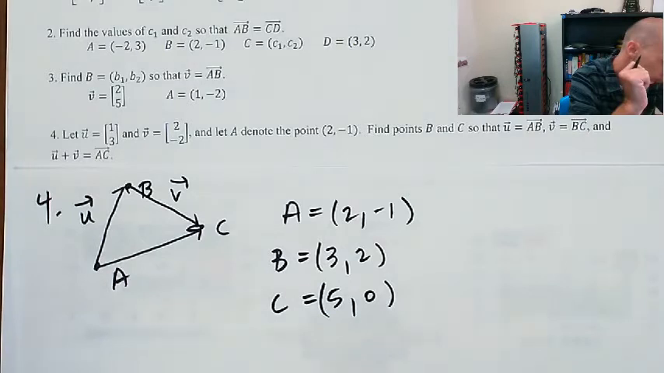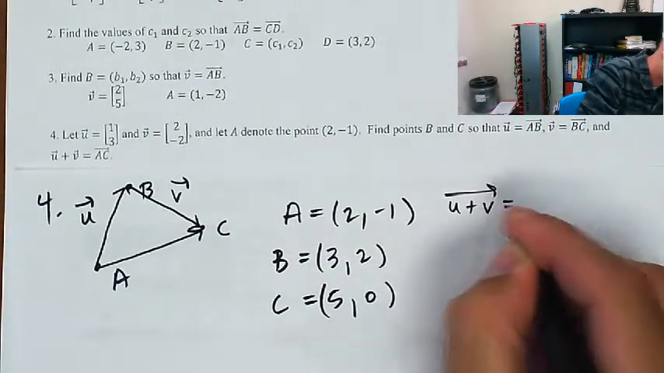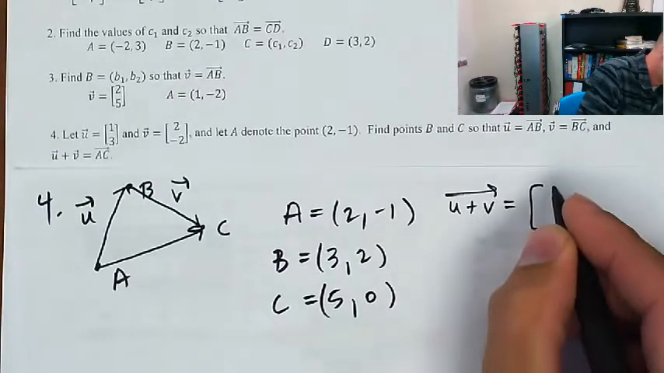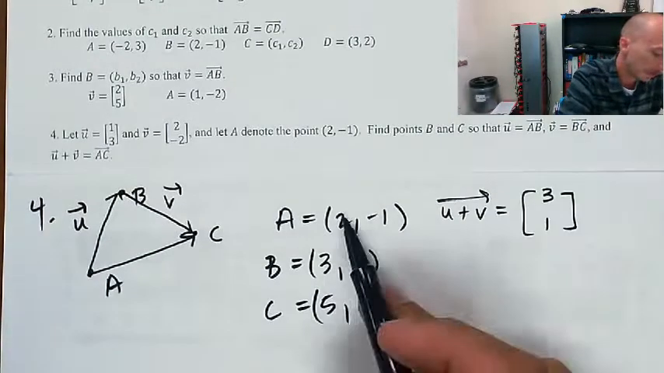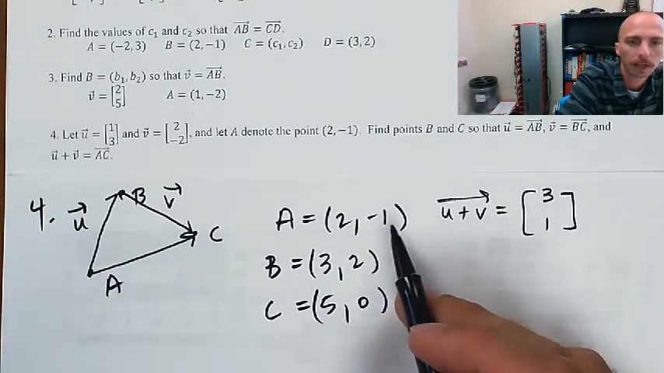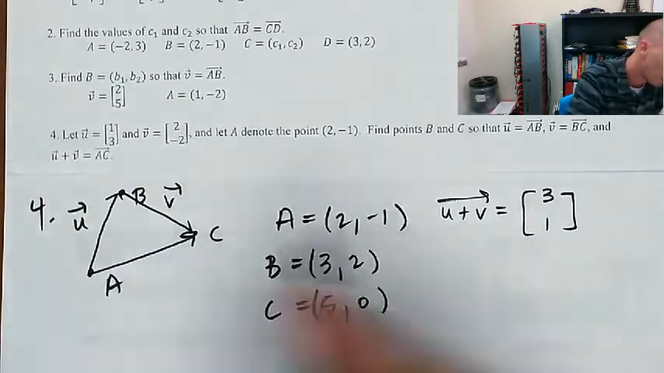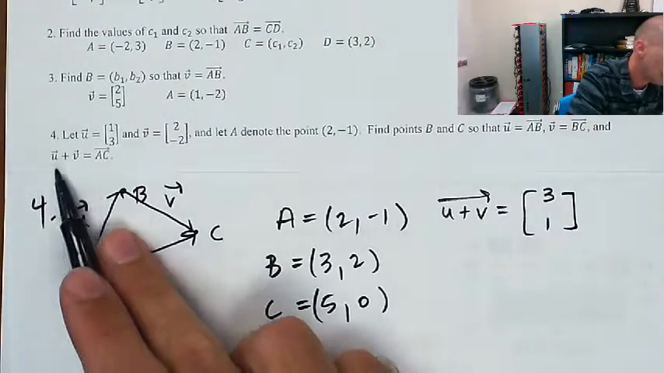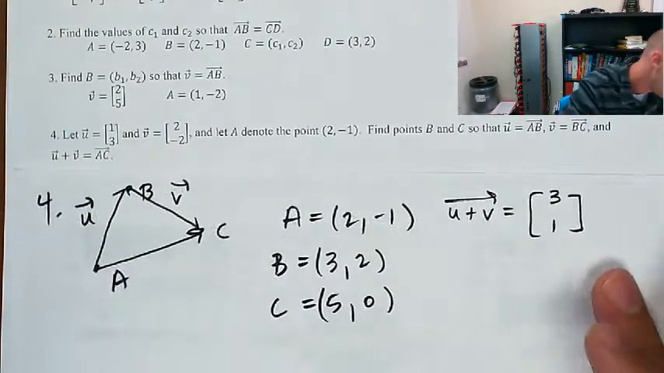Anyway, let's think. How am I going to check if U plus V is AC? Well, I'll just find U plus V. U plus V is 3, 1. And AC is V, right? Because I added 3 to get 2 to 5, and I added 1 to go from -1 to 0. I'm not sure if I copied the problem wrong, or if you set it up this way, that necessarily it's going to be the case that U plus V is equal to AC. It seems like that's what's going to happen.